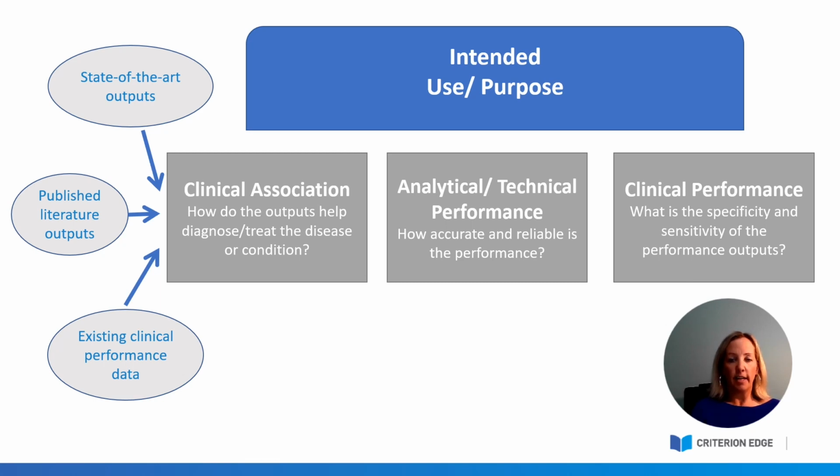For analytical and technical performance, the goal is to try to assess how accurate and reliable is the performance of your software. And then, of course, the clinical performance deals with the specificity and sensitivity of the performance outputs. So that's where the statistical analysis is really important.